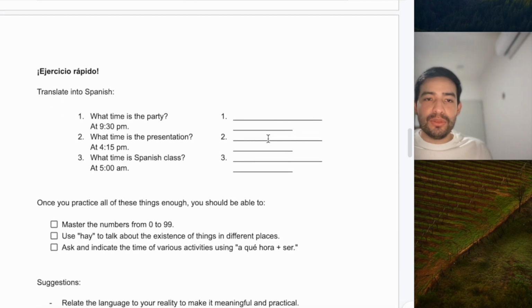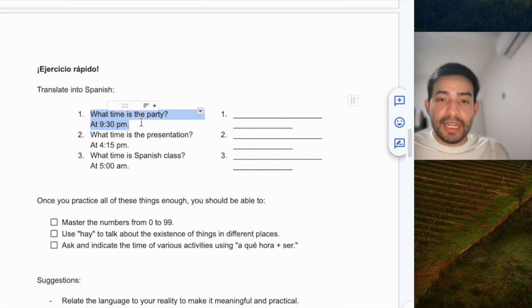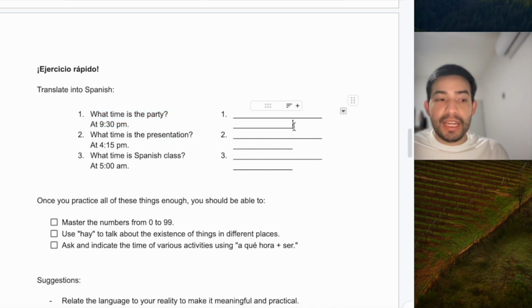Now let's do un ejercicio rápido. Translate into Spanish. Now you would need to translate each of these questions and answers from English to Spanish. You can write your answers to all three exercises in one YouTube comment if you don't want to make several YouTube comments, okay? And pause the video and I'll give you the answers in the comments as well, okay?